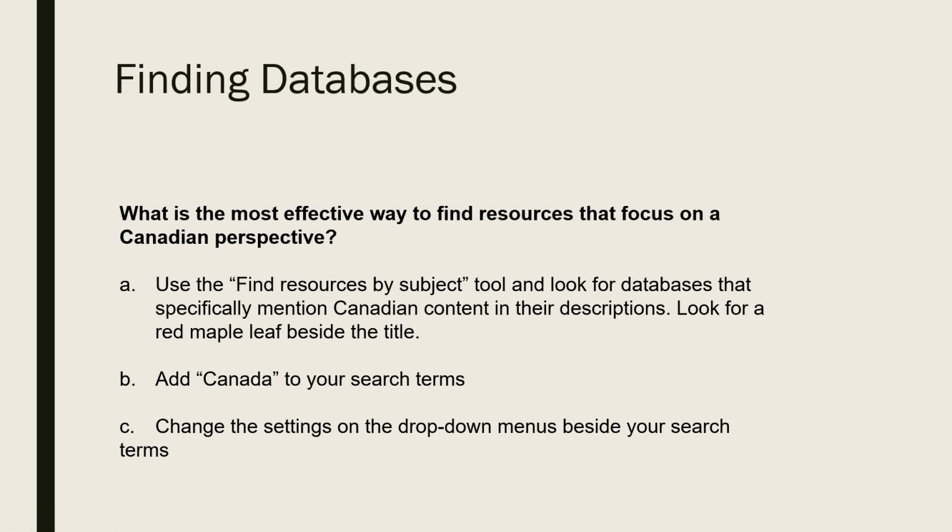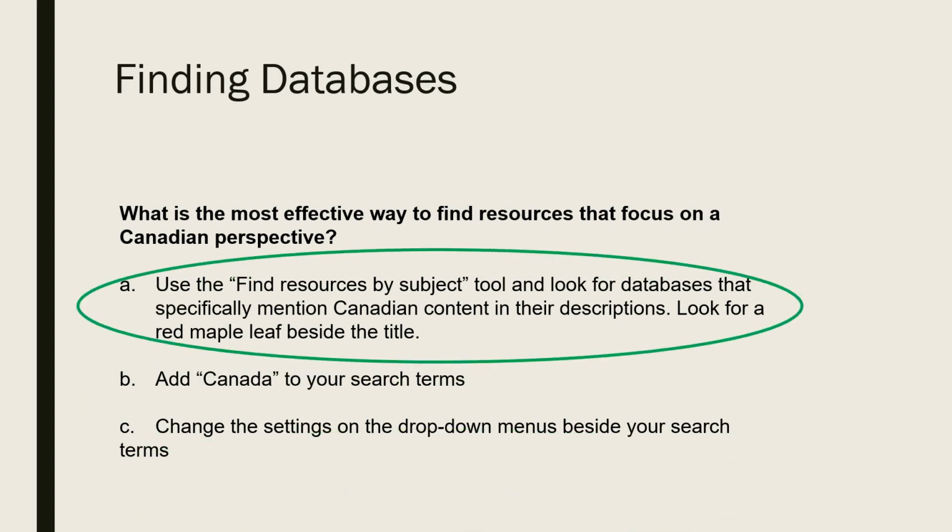Okay, so now that we've talked a little bit about finding databases, let's answer some questions. First, what is the most effective way to find resources that focus on a Canadian perspective? Would you use the Find Resources by Subject tool and look for databases that specifically mention Canadian content in the descriptions and then look for a red maple leaf beside the title? Would you add Canada to your search terms, or would you change the settings on your drop-down menus besides your search terms? You would actually use the Find Resources by Subject tool and look for databases that specifically mention Canadian content in their descriptions. The ones that are Canadian will have a little red maple leaf beside the title.